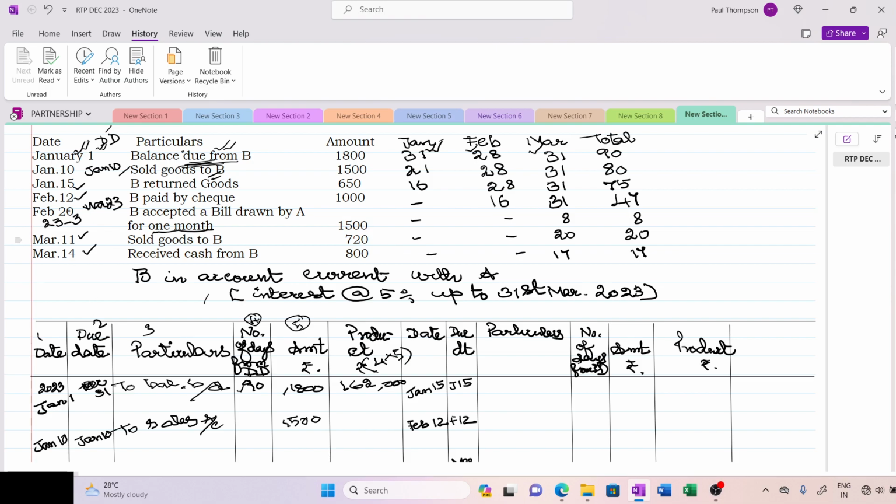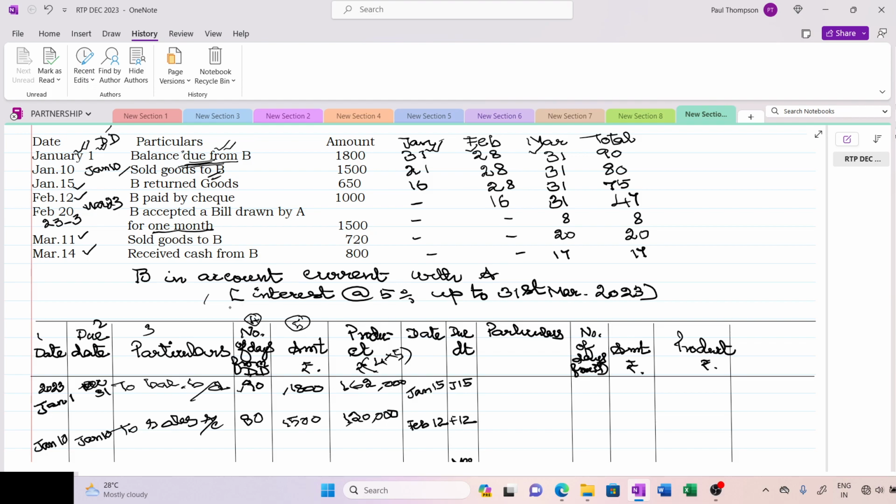So we have taken the due date as January 10. So in the month of January, 21 days were left and 28 for February and 31 for March. The total comes to 80 days. So I am writing this 80. Very, very simple question. So 80 into 1500 will be 1,20,000. Hope it's clear to you now.